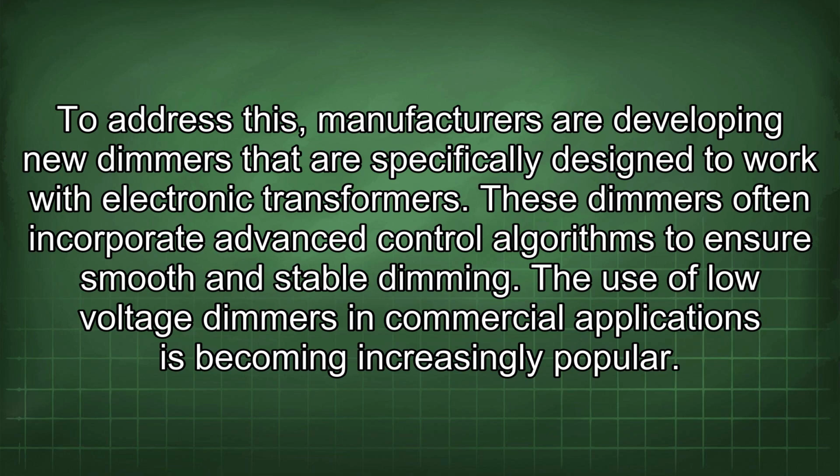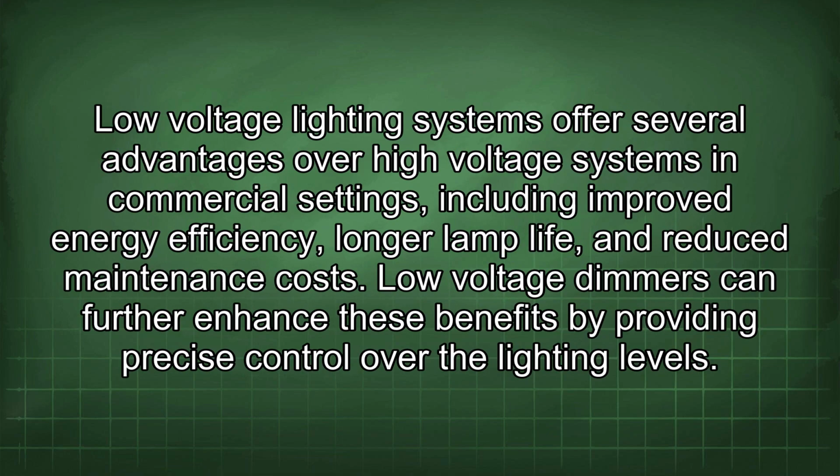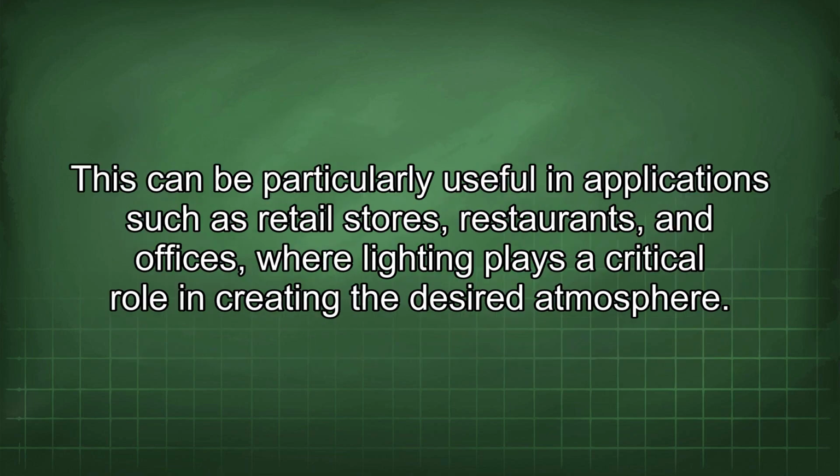The use of low-voltage dimmers in commercial applications is becoming increasingly popular. Low-voltage lighting systems offer several advantages over high-voltage systems in commercial settings, including improved energy efficiency, longer lamp life, and reduced maintenance costs. Low-voltage dimmers can further enhance these benefits by providing precise control over the lighting levels. This can be particularly useful in applications such as retail stores, restaurants, and offices, where lighting plays a critical role in creating the desired atmosphere.